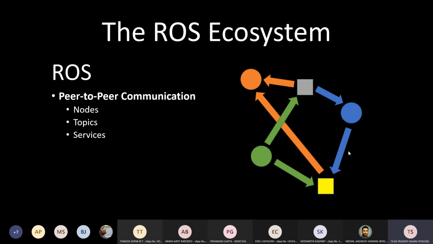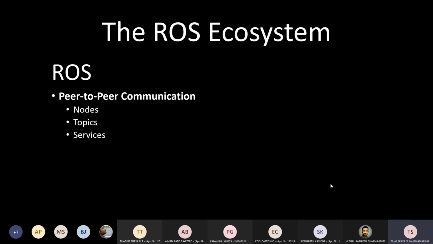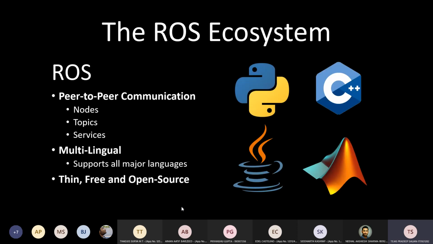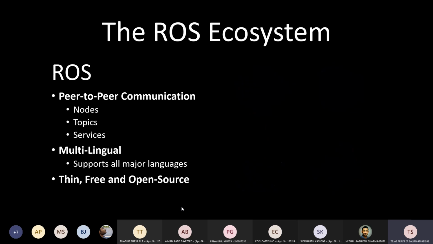Another feature of ROS is that it is truly independent in supporting multiple languages. It supports Python, C++, and if I'm not wrong, even Java too. Just a second. Yes, Java, even MATLAB for simulation. Another result of ROS being free and open source is that anyone can contribute anything, and the speed of development is exponential.